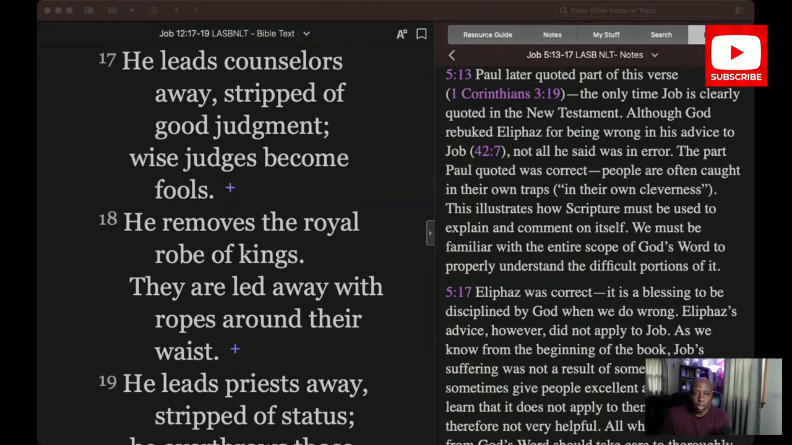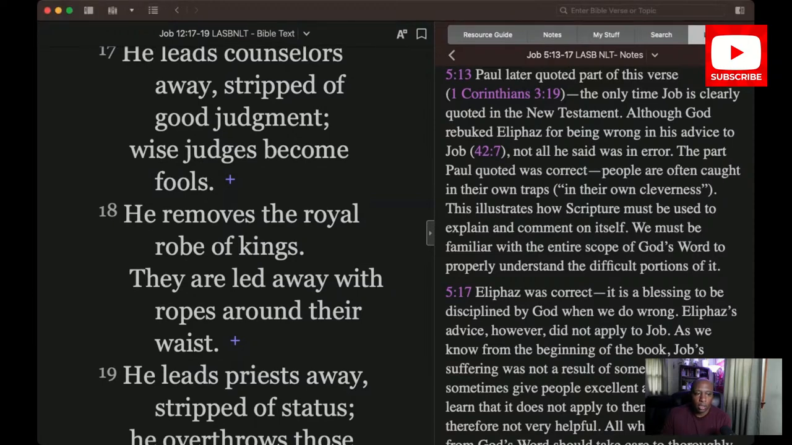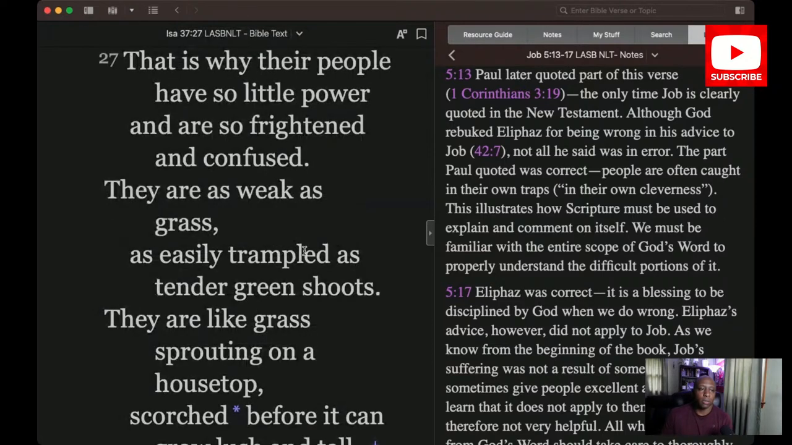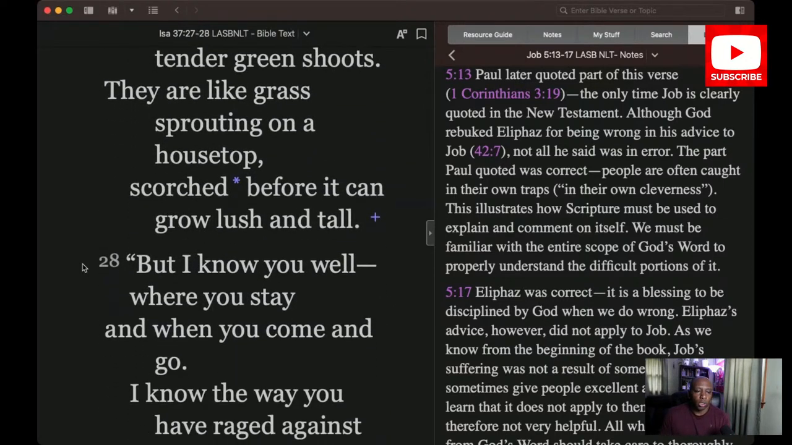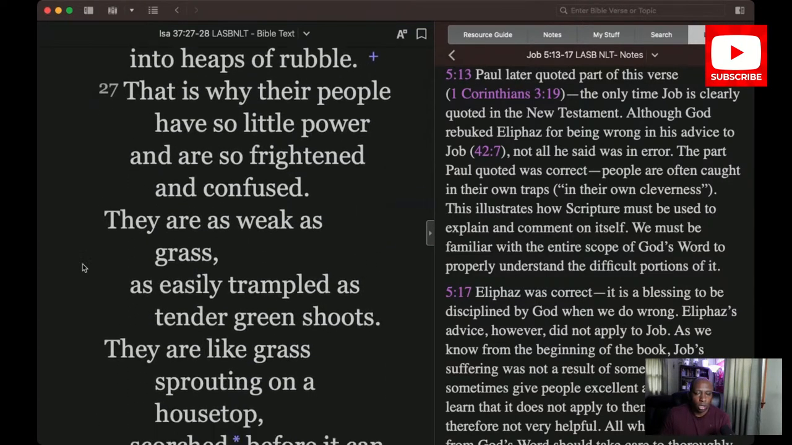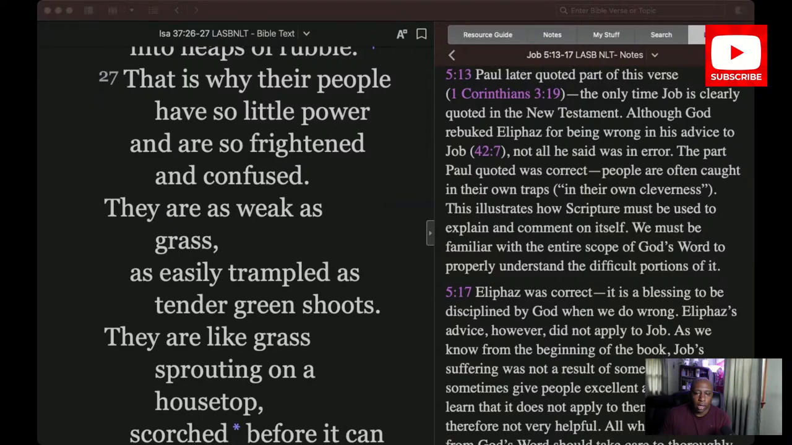We see that. But also, let's look at another one. Isaiah chapter 37, verse 27 says this. That is why their people have so little power and are so frightened and confused. They are as weak as grass, as easily trampled as tender green shoots. They are like grass sprouting on a housetop, scorched before it can grow lush and tall. You see God intervening there.